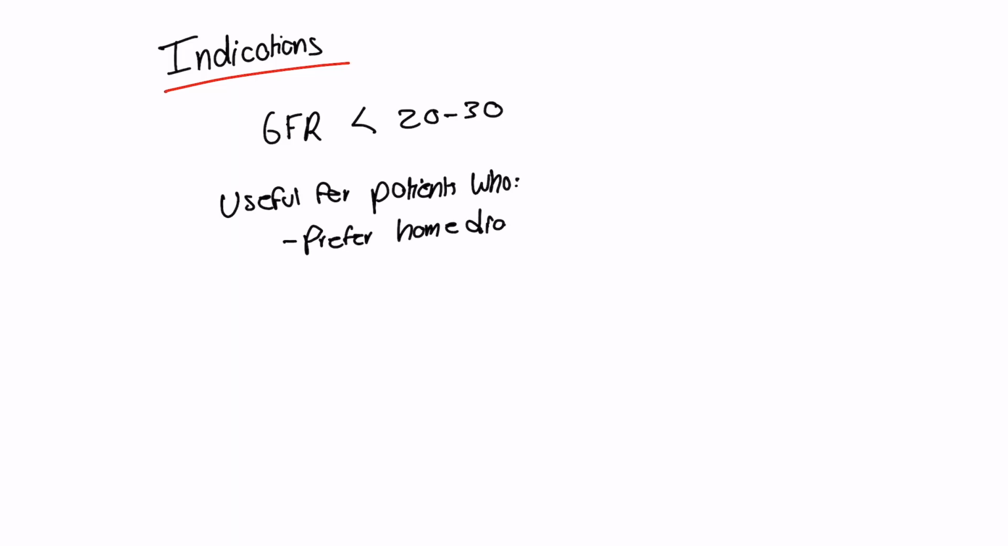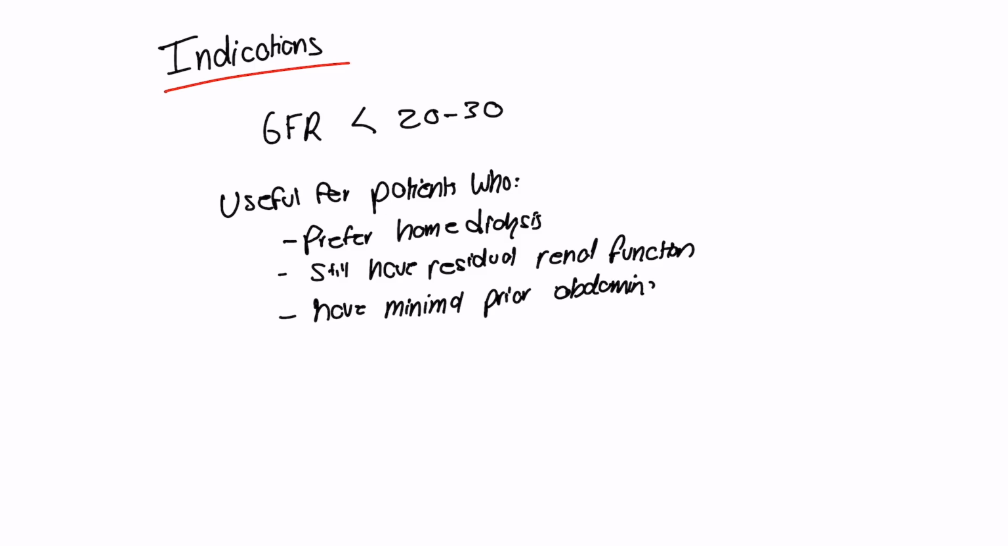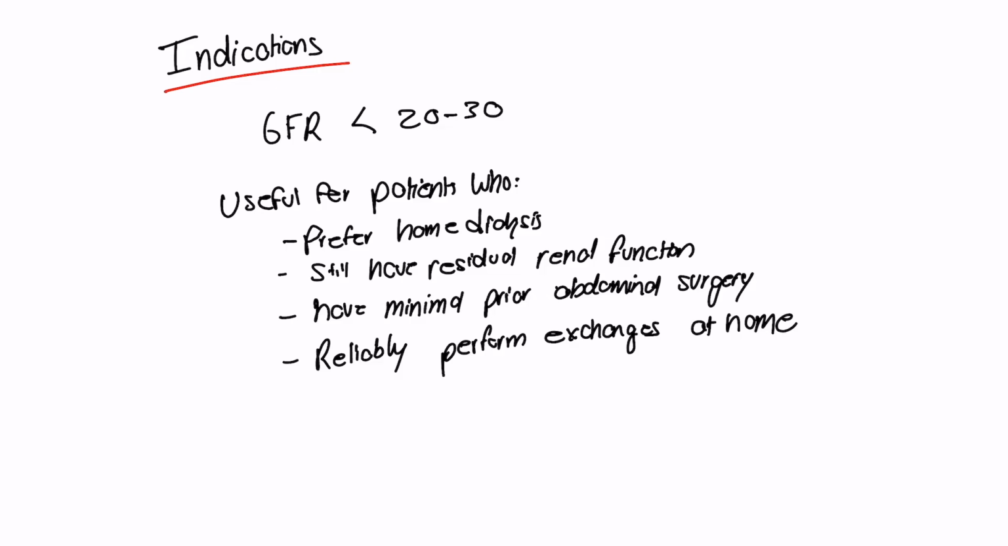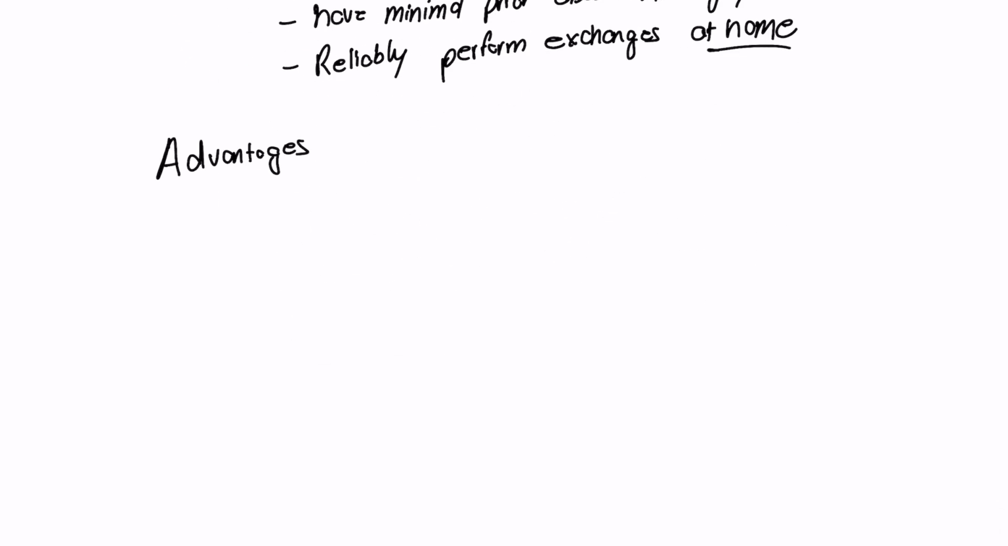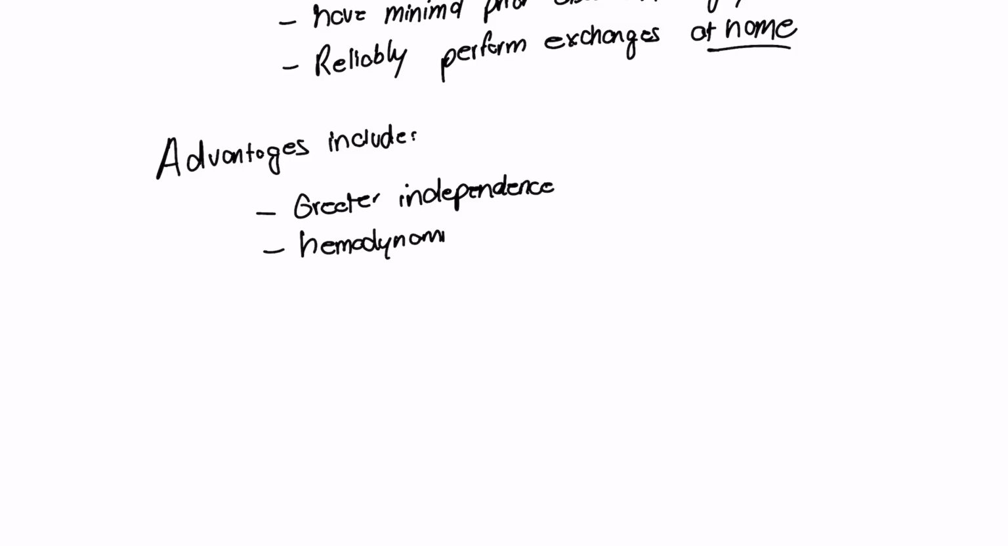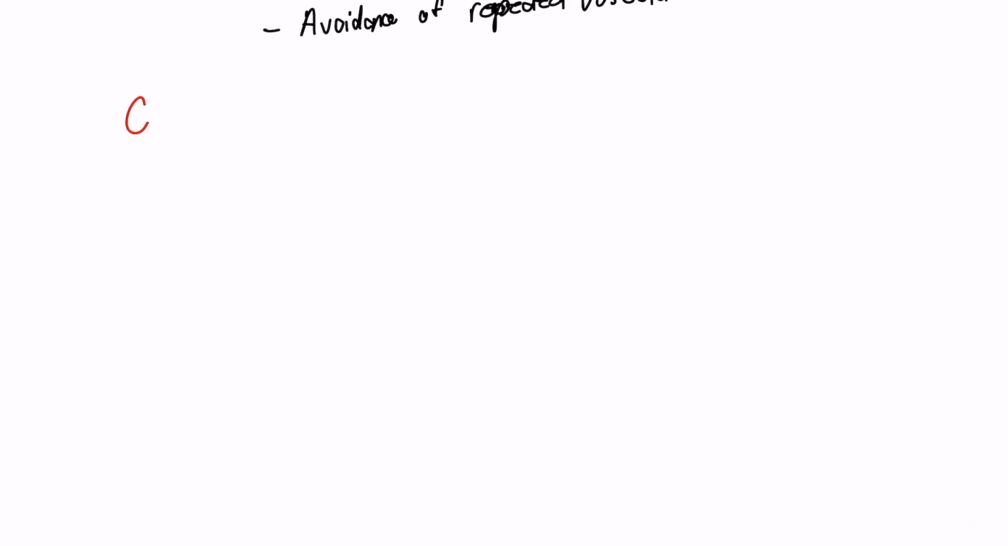Patients are typically considered for renal replacement therapy when their estimated GFR falls below 20 to 30. Peritoneal dialysis is especially useful for patients who prefer home dialysis, if they have residual renal function, if they have minimal prior abdominal surgery, and can reliably perform exchanges at home. Advantages of peritoneal dialysis include greater independence, hemodynamic stability, and avoidance of repeated vascular access. What are some of the contraindications?